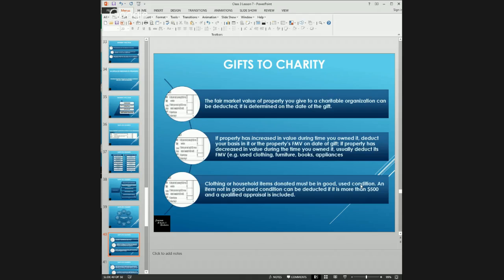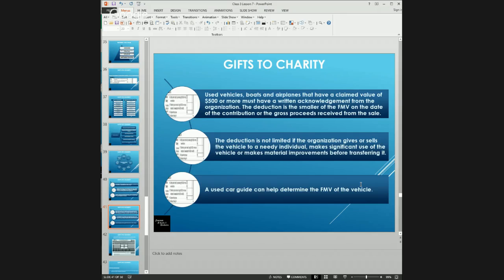An item not in good used condition can be deducted if it is more than $500 and a qualified appraisal is attached. So in that instance, let's say that you have a vehicle that is no longer functioning, and it's definitely not in good used condition. If you have an appraisal and that's attached to your tax return, you can include the amount that it was valued at as a charitable donation.